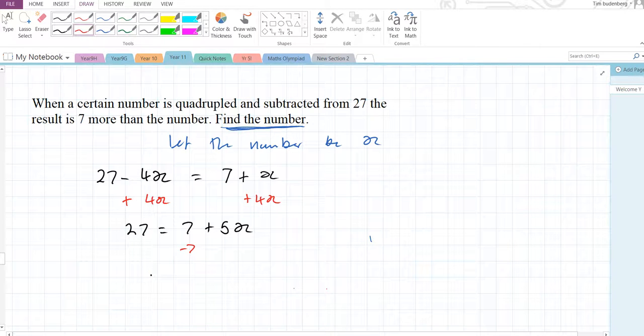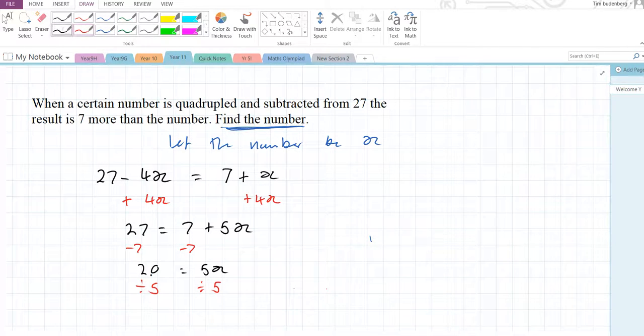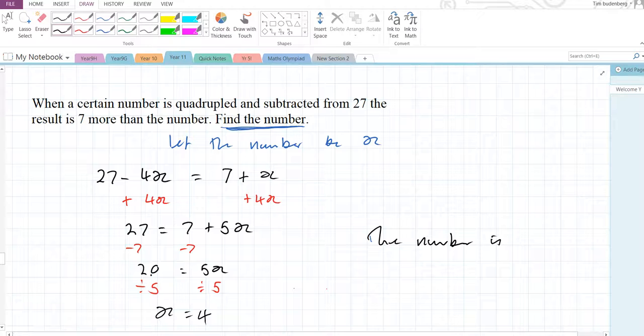Subtract away 7 from both sides. 20 is equal to 5x. Divide by 5. Divide by 5. x is equal to 4. But normally we answer like that, just by convention. Alright, now we've worked out the number. We need to write a simple sentence answer. So if it asks us find the number, we can just say the number is 4.